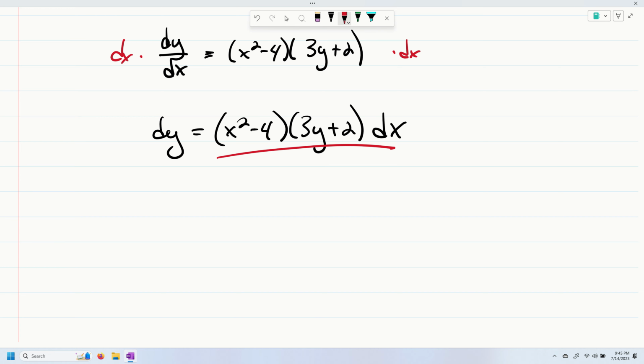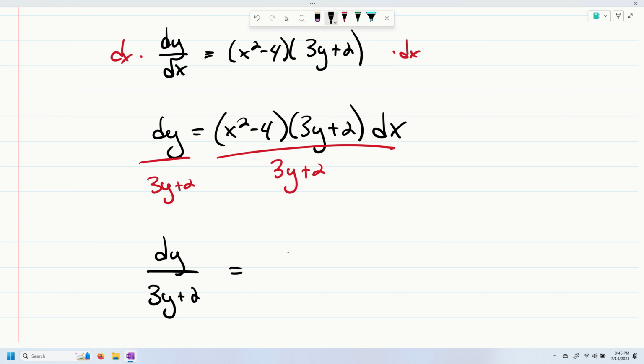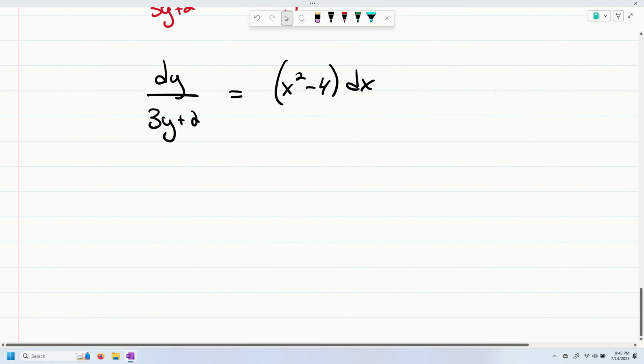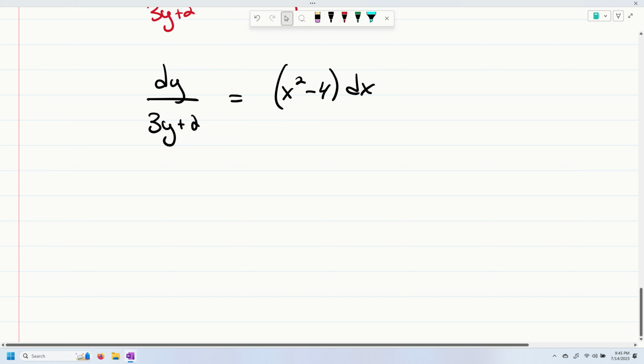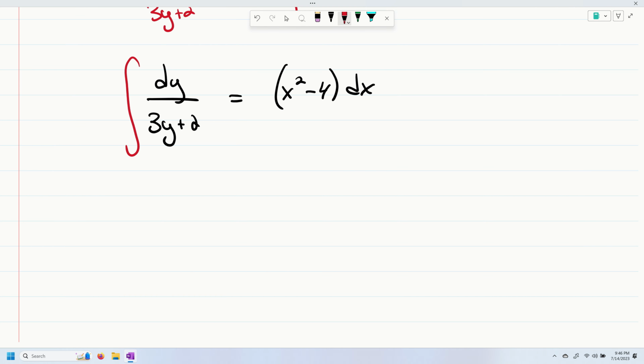And then divide both sides by 3y plus 2. So that gives me dy over 3y plus 2 equals the quantity x to the second minus 4 dx. All right. Now that we have them separated, we are going to integrate both sides of the equation.